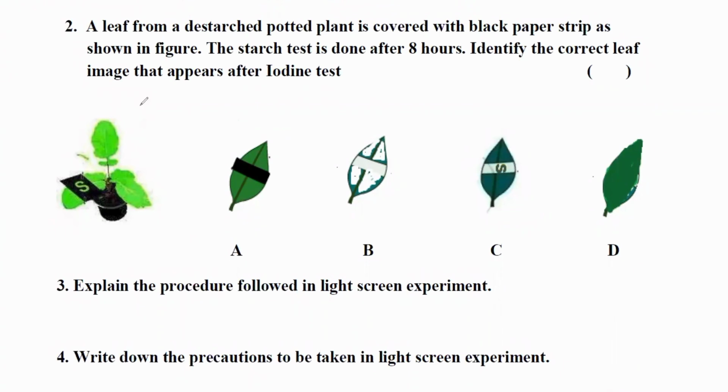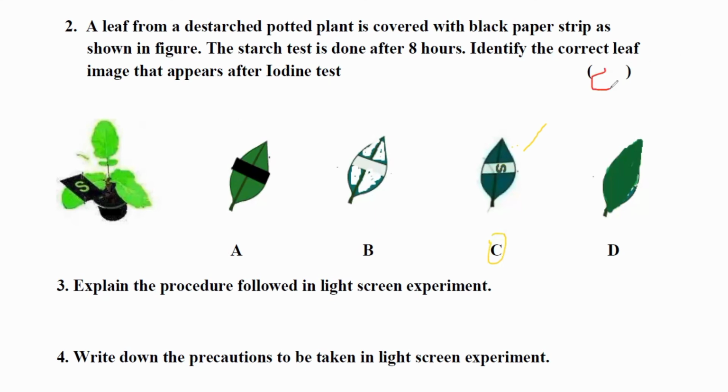Next: a leaf from a destarched potted plant is covered with the black paper strip as shown in the figure. The starch test is done after 8 hours. Identify the correct leaf image that appears after the iodine test. So A, B, C, D. C is the correct answer.